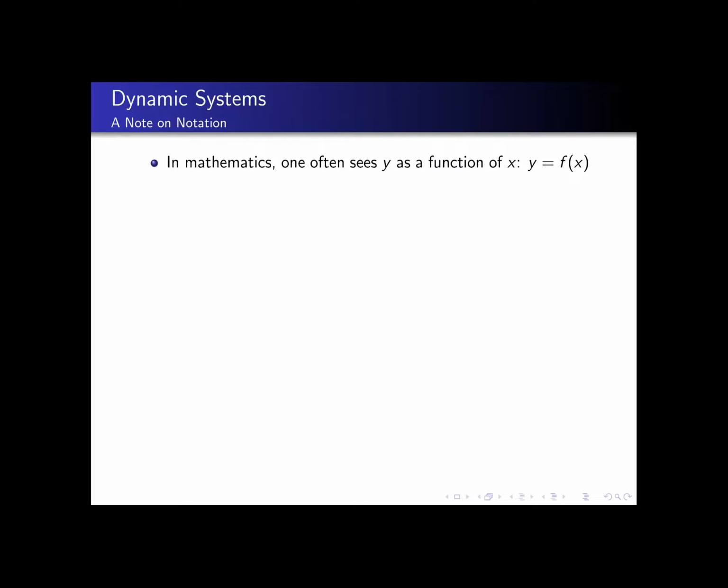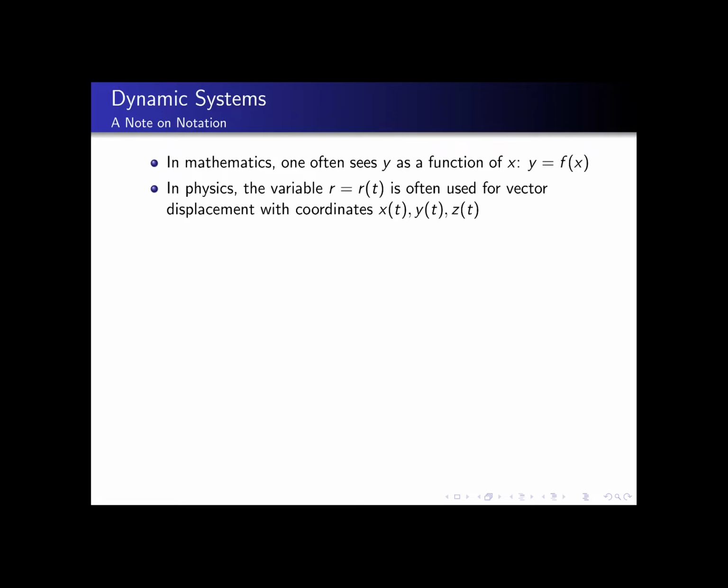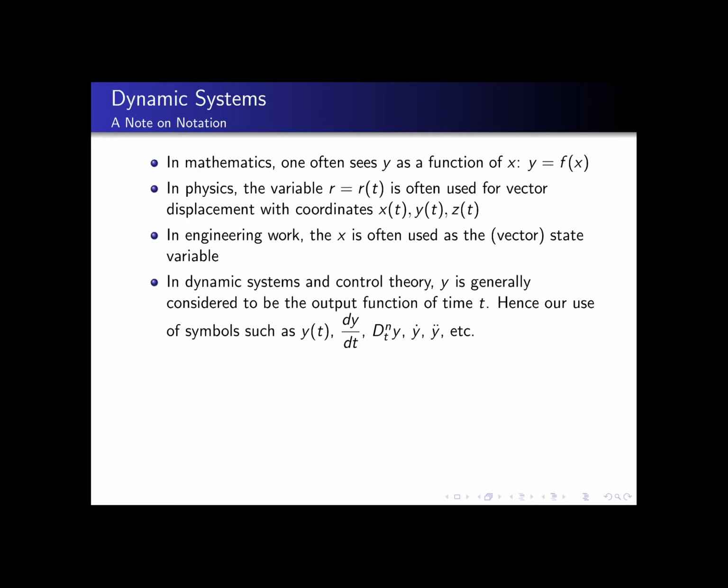A little aside about notation. In mathematics, one often sees y as a function of x, y equals f of x. In physics, however, the variable r, which is a function of time, is often used for vector displacement with coordinates being x of t, y of t, and z of t. In engineering work, the variable x is often used as the vector state variable. And in dynamic systems and control theory specifically, y is generally considered to be the output function of time t. Hence our use of the symbols y of t, dy dt, and so forth.